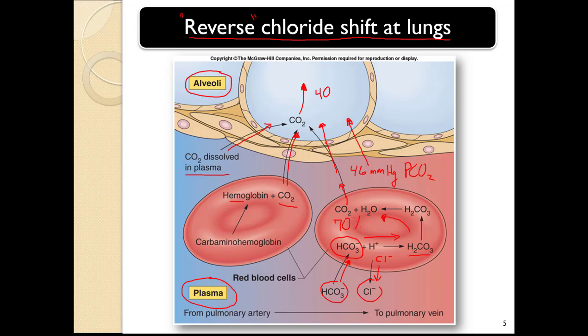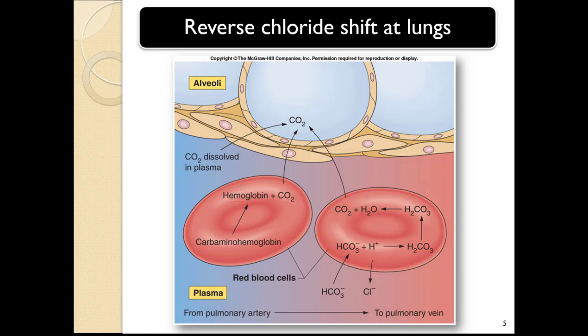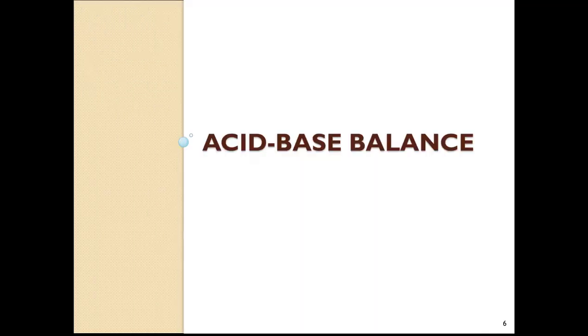I think I've written enough on this slide here. So that's how we transport carbon dioxide. Now that carbon dioxide contributes to the acid-base balance of our blood. So whenever you hear me speak about acid-base balance, I'm speaking about the acid-base balance of the blood, okay?